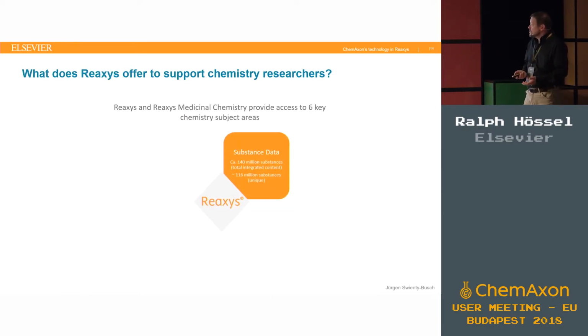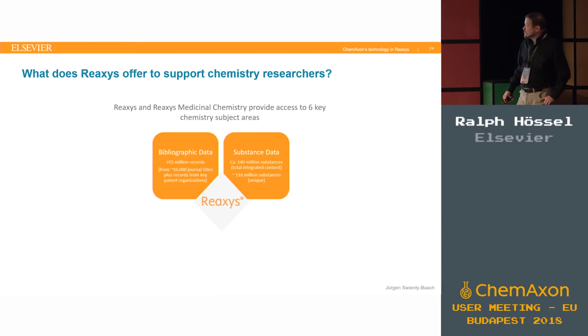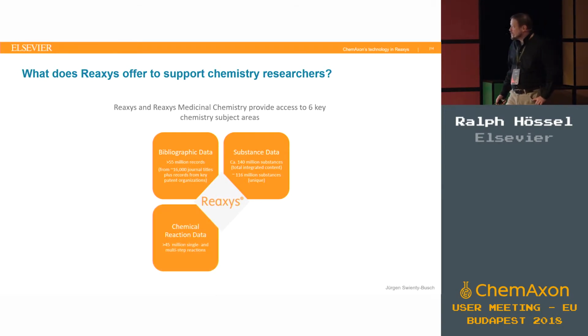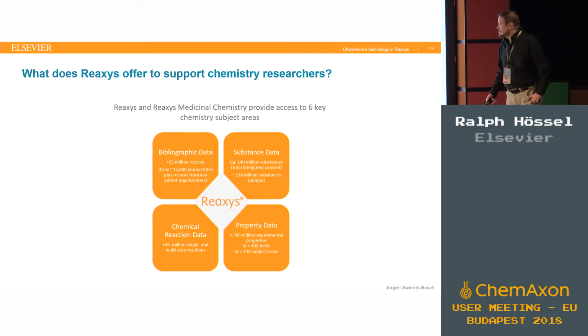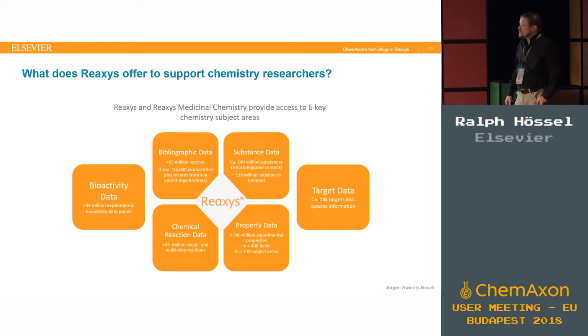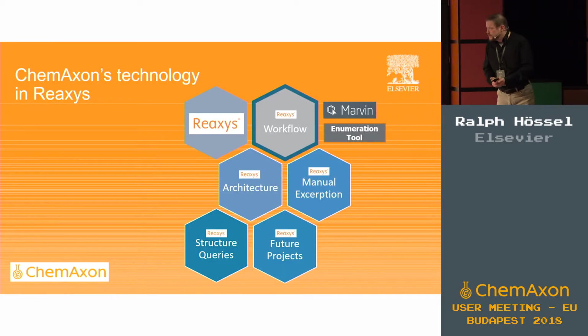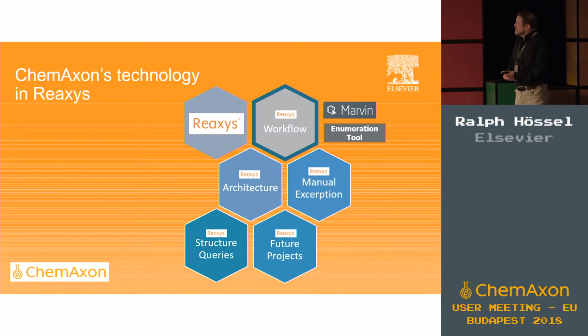Okay, so what does Reaxys offer? A lot of compounds. Currently, we have 140 million substances, more than 55 million records for bibliographic data, more than 45 million reactions with 500 million properties, and finally, now completed also by bioactivity data and target data. Okay, this was Reaxys in a rush.